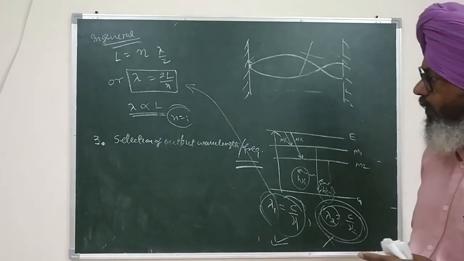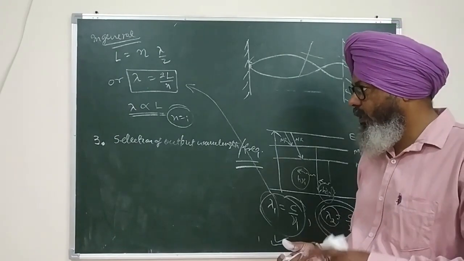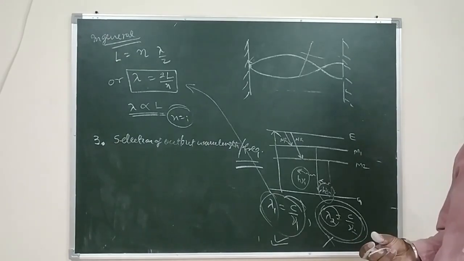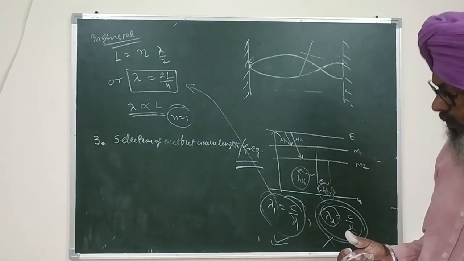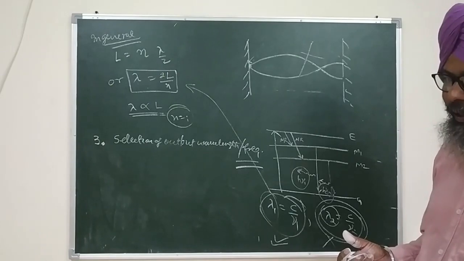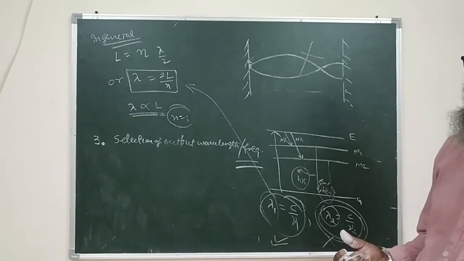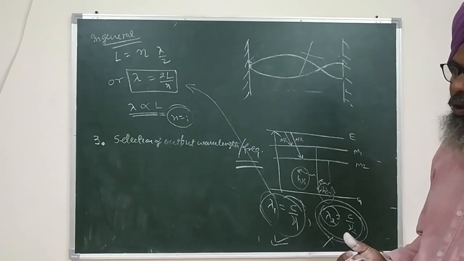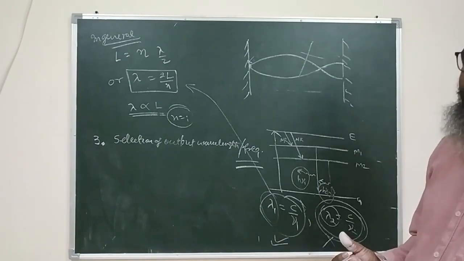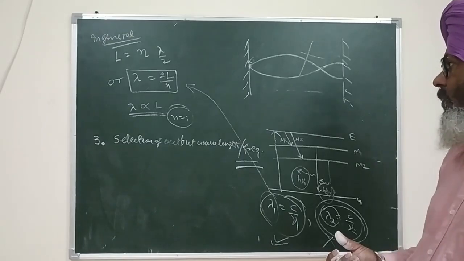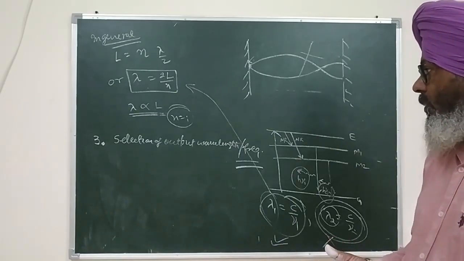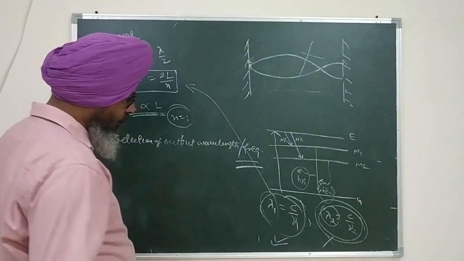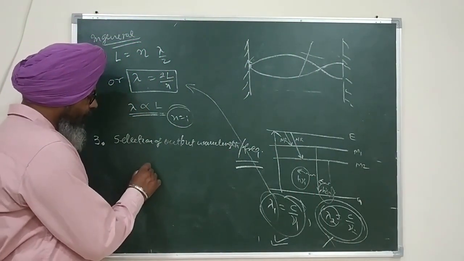I will give you the summary. The optical resonator has three roles to play. Number one, it decides the direction of the output light, that is parallel to the principal axis. Number two, it amplifies the light, and number three, which is very important, it selects the wavelength or frequency of the output light if there is any need of such a situation. So please remember this.